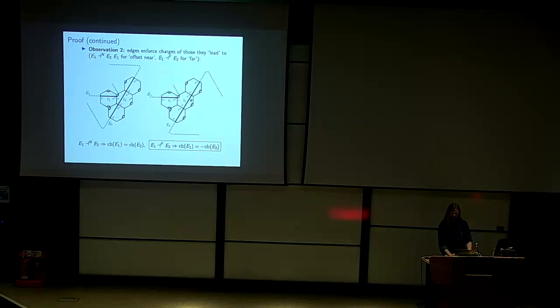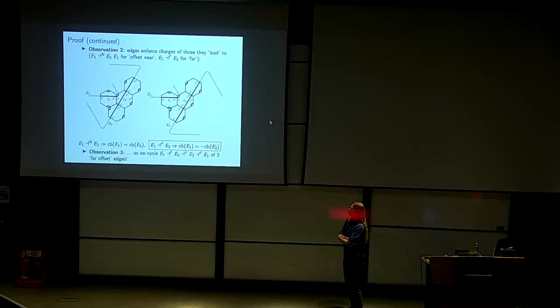Whereas if I'm offset far, it's the same situation, but now, because I'm travelling anti-clockwise around triangles, this edge E2 is now the opposite charge of E1. And it's this second condition here, that if I lead one edge to another one with a far offset, then I have to flip charges. Okay, that's our second observation. Our third observation is that therefore we can't have a chain of three far offset edges. I can't have E1 far offset to E2, far offset to E3, far offset back to E1, because it's supposed to flip charges every time, and that doesn't mix with parity 2, having a cycle of period 3.